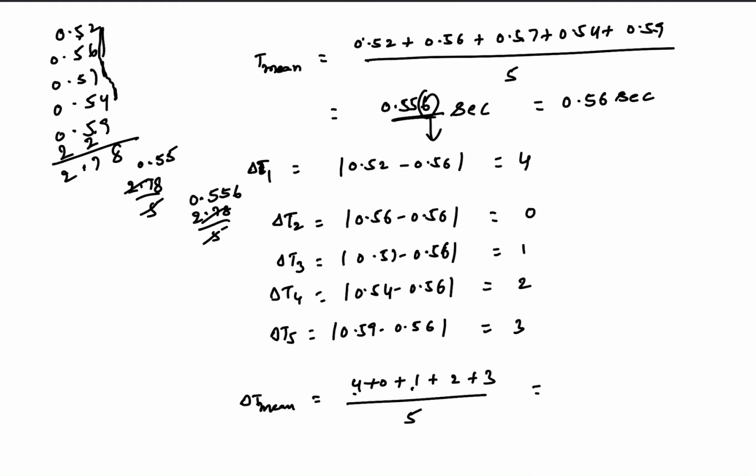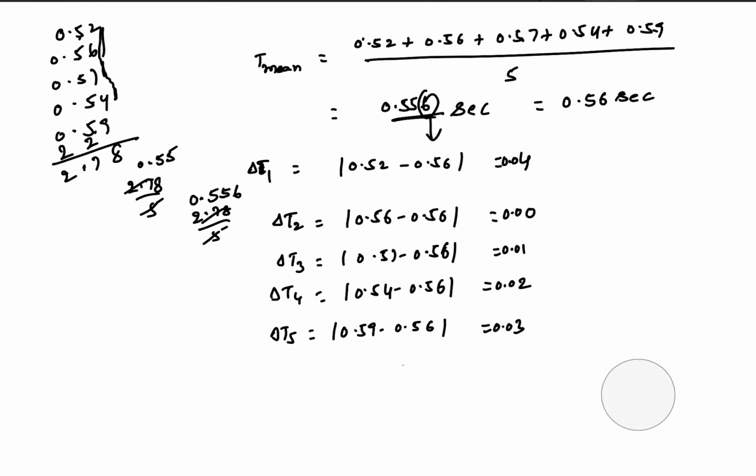If you write the delta T mean value, it is 4 plus 0 plus 1 plus 2 plus 3 whole divided by 5. Now 4 plus 1 is 5, 5 plus 5 is 10, 10 divided by 5 is equal to 2. You are getting the value 2. One minute, wait, I wrote all values as 0.02, 0.03. Here also 0 point is there, everywhere you write 0 point.